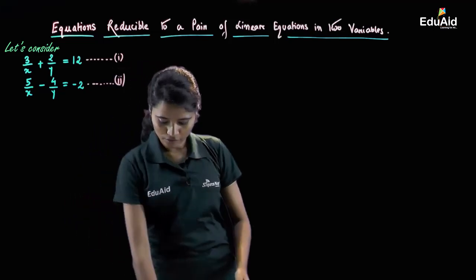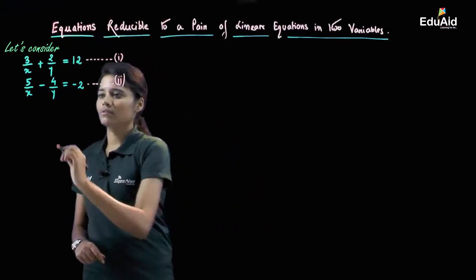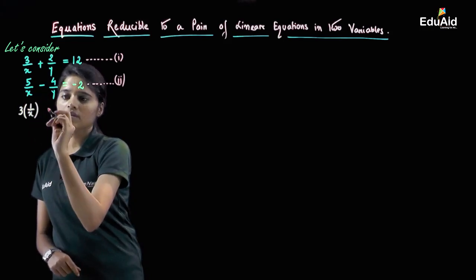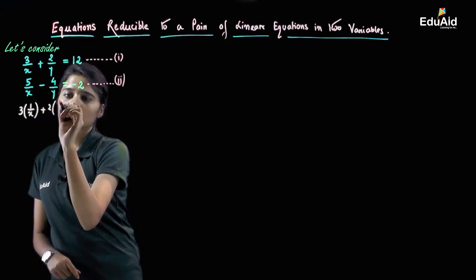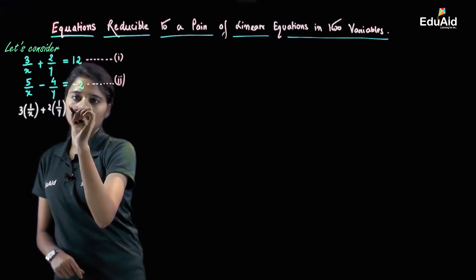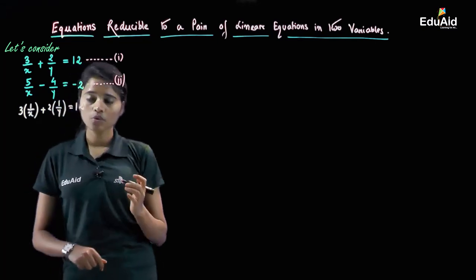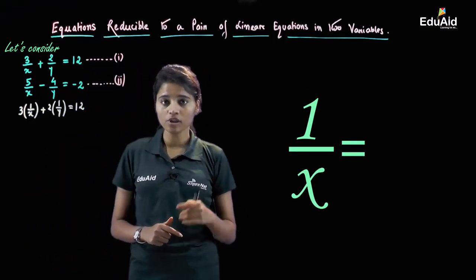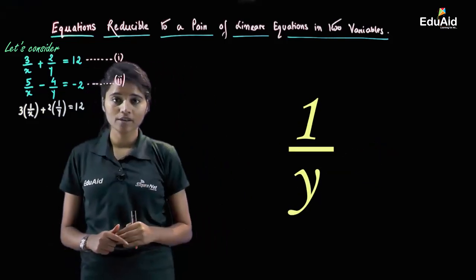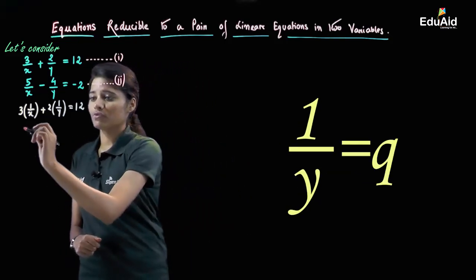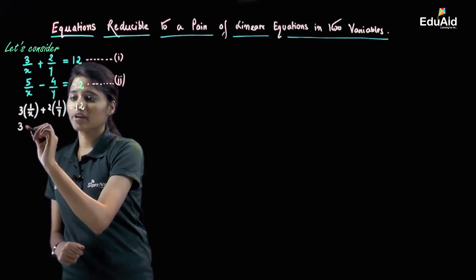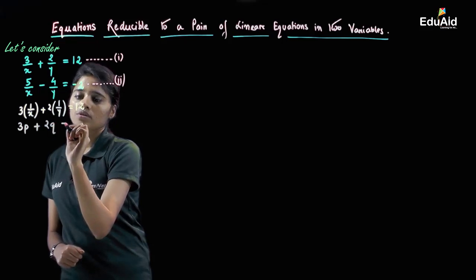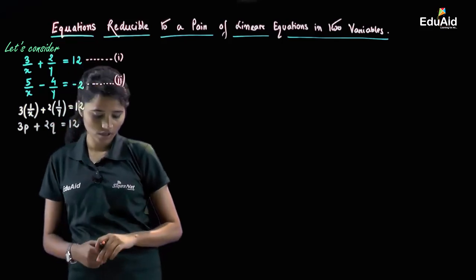Now see, the first equation can be written as 3 into 1 by x, plus 2 into 1 by y, that is equal to 12. So what if we substitute 1 by x by another variable p, and 1 by y by another variable q? So we can write in that condition, 3p plus 2q is equal to 12.